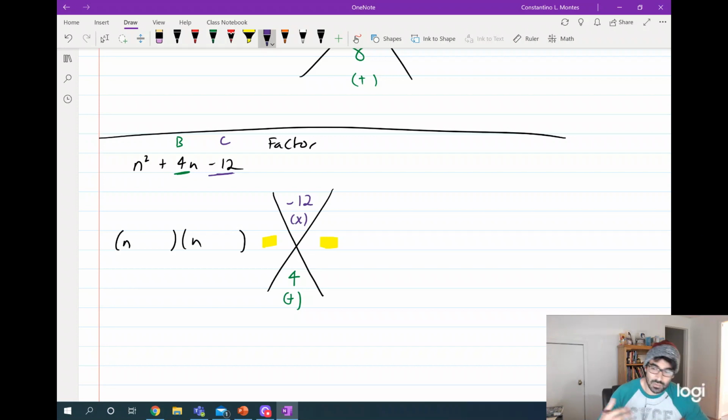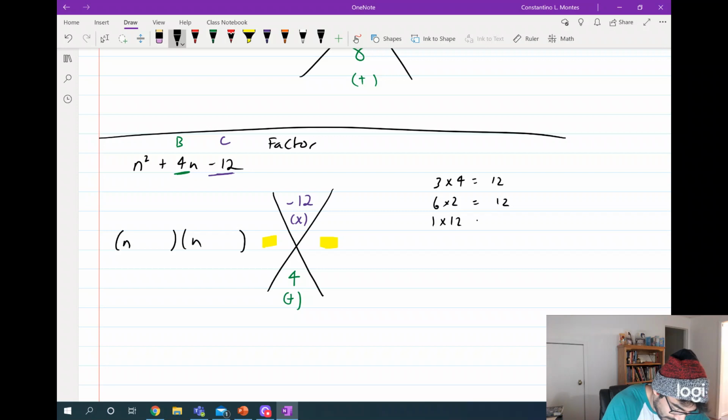Now, this one's a little bit more difficult, and it has to do with that negative 12. Because now we're thinking, what two numbers multiply to give me negative 12? But when I add them together, they give me 4. Right? So there's some obvious things out there. Let's just start tossing them out because there's multiple things that would work. We know 3 times 4 equals 12. We also know 6 times 2 equals 12. And we also know 1 times 12 equals 12. And I think that's all of them.